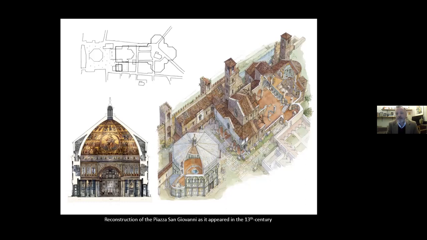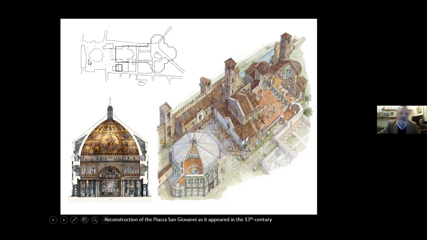We pretty much accept that there's little truth to this, again, because we've excavated in the interior and around that building as well. And those excavations, again, give us an idea of how that earlier cathedral space would relate to the present day footprint or plan of the cathedral and Giotto's bell tower.